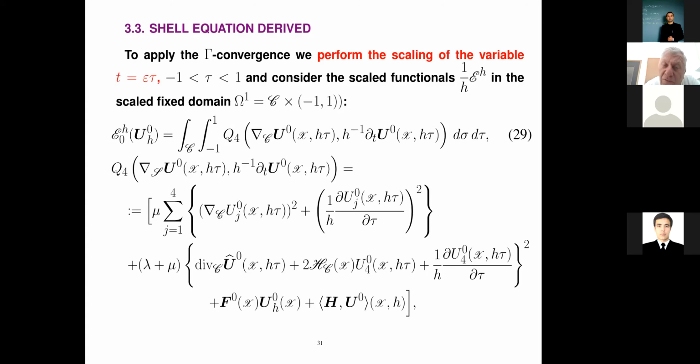To apply gamma convergence, we perform the scaling of the variable. Scaling of the variable means that instead of the domain of thickness minus h to h, we will have the domain of thickness 2, from minus 1 to 1. Divide these variables by h, and then send h to 0. And the reformulation of our energy functional is written here. The scaled energy functional.